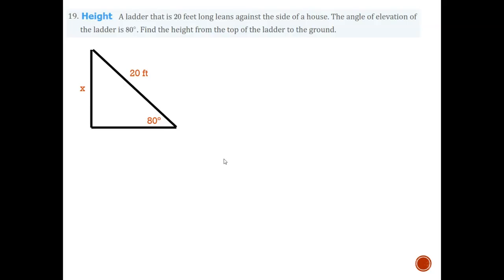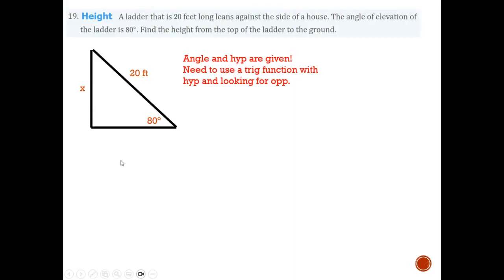Some of these word problems already have it all drawn out, but sometimes you're going to have to know what everything is and draw the graph yourself, which is why I like this example. Okay, we have another right triangle. We're going to set this one up so that we can solve for that x value. What is given here? We are given the hypotenuse and we are given an angle. So we're going to use a trig function that includes these to help us solve.